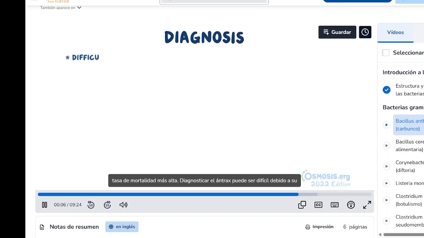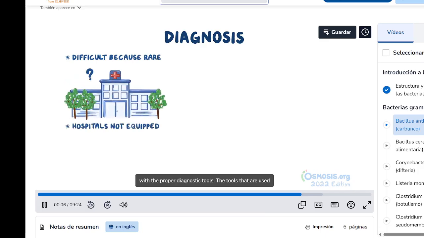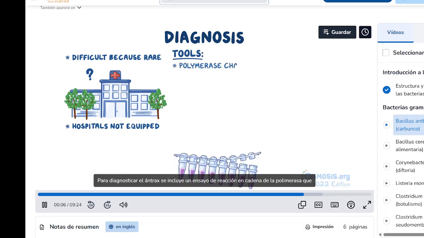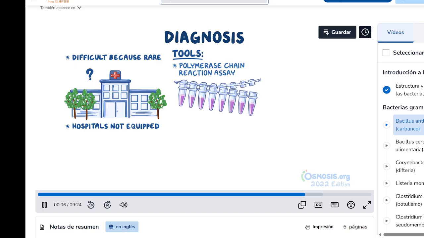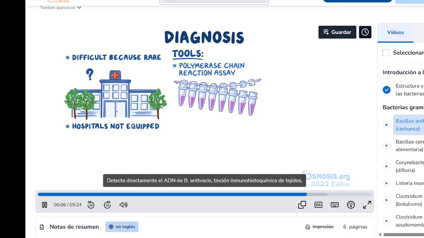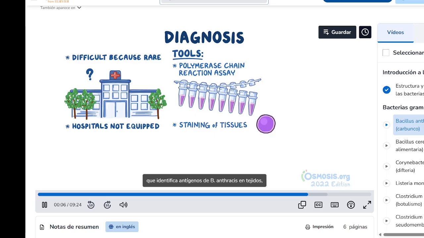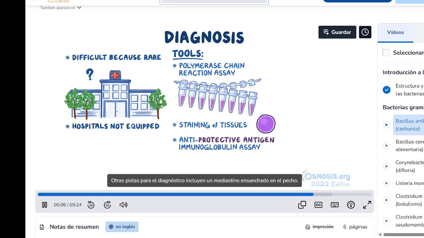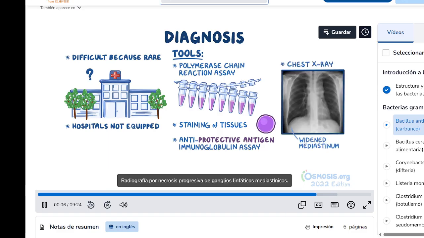Diagnosing anthrax can be difficult because of its rarity and the fact that most hospitals are not equipped with the proper diagnostic tools. The tools that are used to diagnose anthrax include a polymerase chain reaction assay that directly detects B. anthracis DNA, immunohistochemical staining of tissues, which identifies B. anthracis antigens in tissues, and an antiprotective antigen immunoglobulin assay, which identifies antibodies against protective antigen. Other clues to diagnosis include a widened mediastinum on chest x-ray due to progressive mediastinal lymph node necrosis.